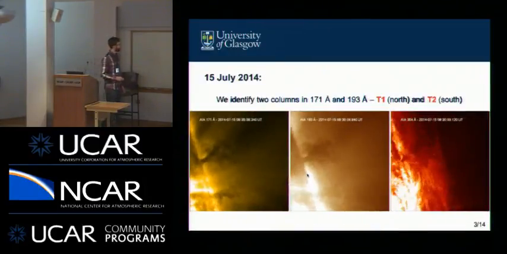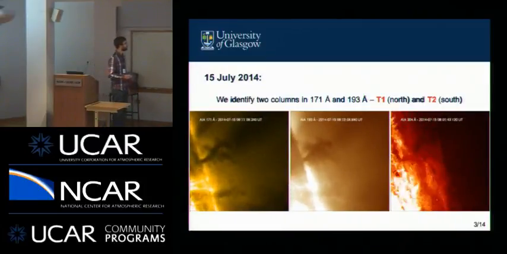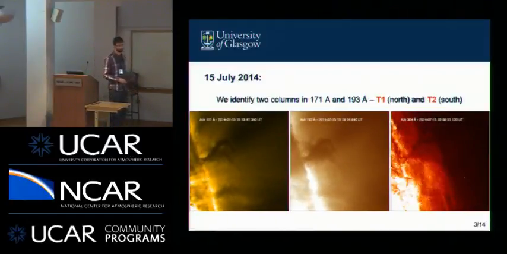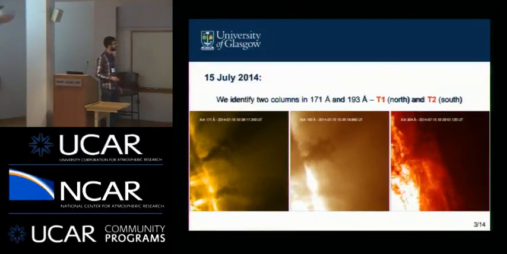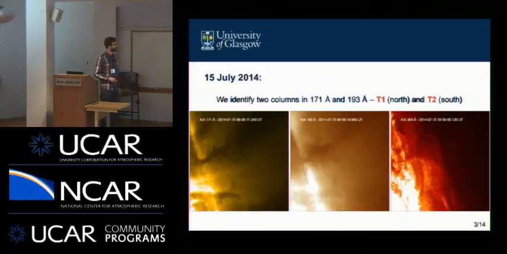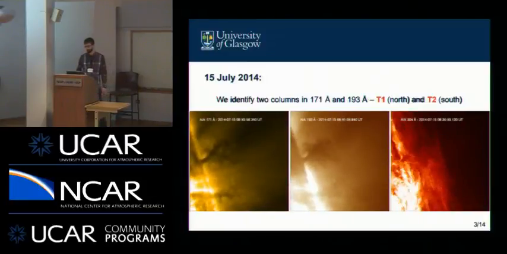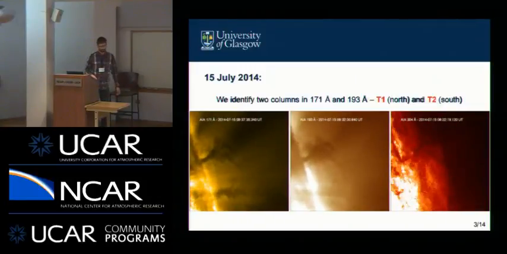So for a bit of context and background on the observations themselves, I'm going to be focusing on the 15th of July dataset, in which these AIA movies show two tornado-like columns, which are the prominence legs. We see them in the AIA coronal filters, 171 and 193 here, and almost make them out in 304, but 304 seems to show us more of the He II cool prominence structure. We label these T1 in the north and T2 in the south, just for easy reference.